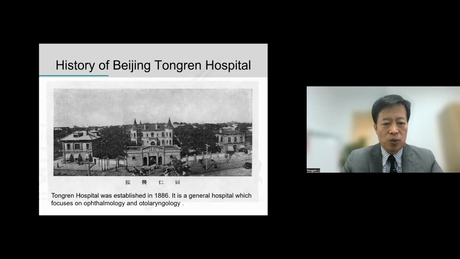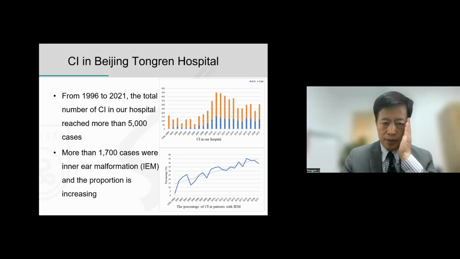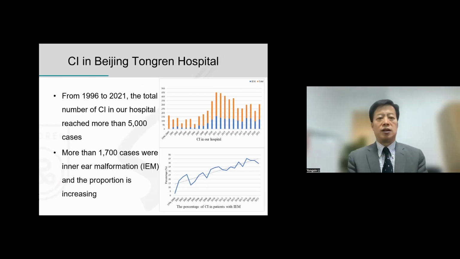Our hospital was established in 1886. It is a general hospital which focuses on ophthalmology and otolaryngology. It actually is an ENT special hospital, so a long history. Let's see cochlear implant in Beijing Tongren Hospital.